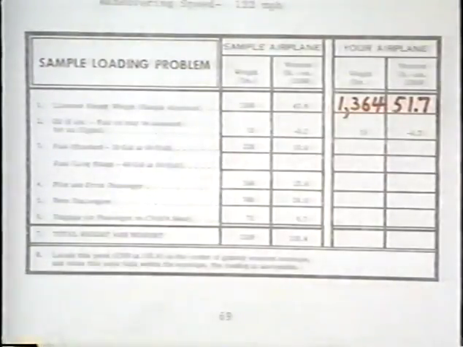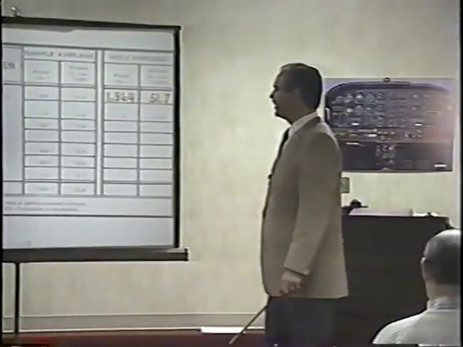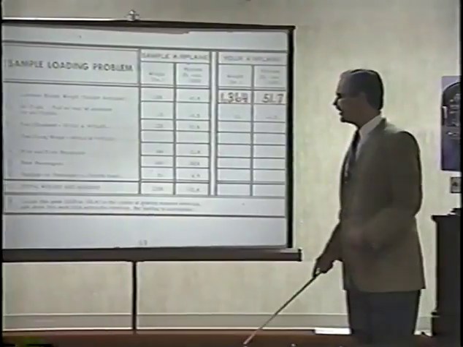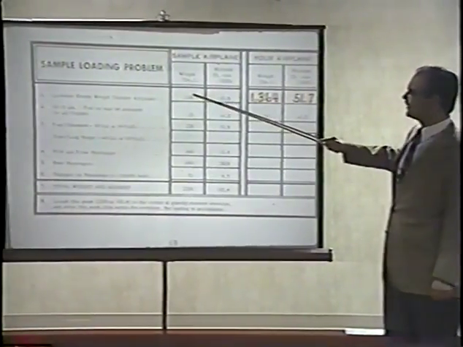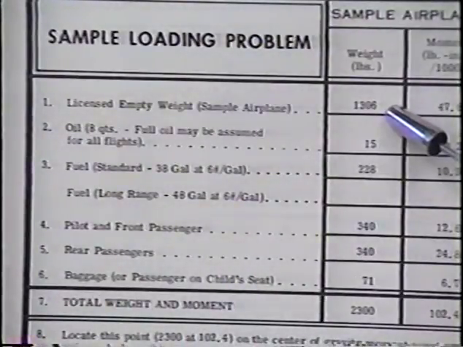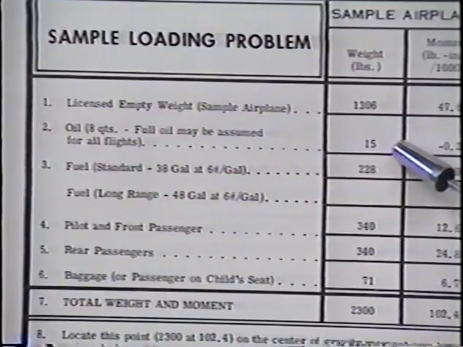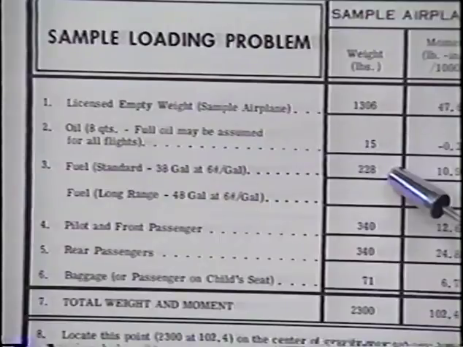Let's do another weight and balance, another type. I want you to go back to page 69, and we're going to do a super easy one. This is the type they have for Cessna. This is extra easy. Here we have a sample airplane that weighs 1306. We're going to put oil in it that weighs 15 pounds. We're going to put full tanks in it. The plane only holds 38 gallons, so that's going to be 228 pounds.